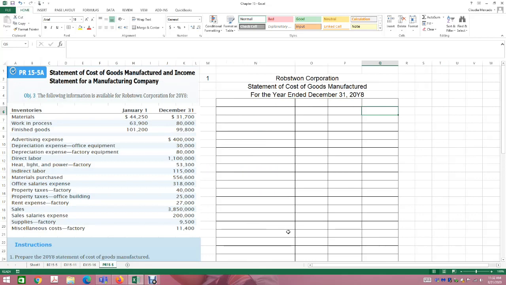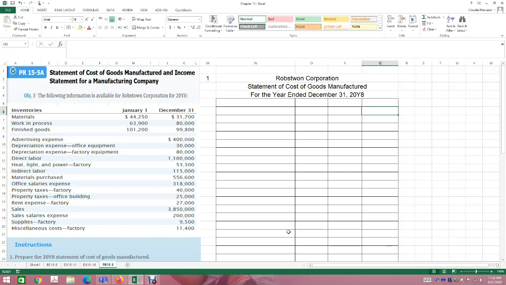Now, the last and final problem that I'm going to be covering is problem 15.5. Pay extra close attention to this problem because you are going to be seeing something similar to this on your test. That is why I'm taking the time to go over it with you. So close attention. You'll be seeing something like this on your upcoming test. This problem deals with the statement of cost of goods manufactured and an income statement for a manufacturing company.